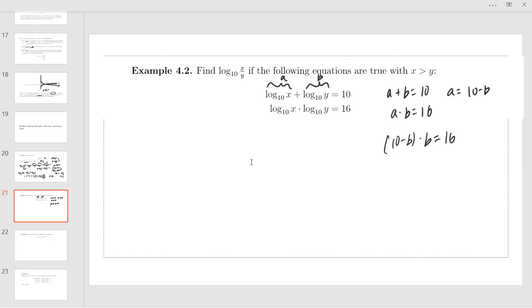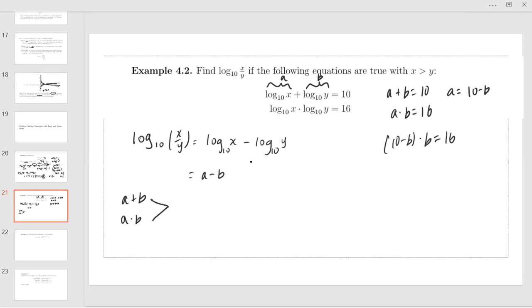We could solve for b and then solve for a, but instead, we're going to look at this expression, which is just the log of x base 10 minus the log of y base 10. So this is equal to a minus b. Given a plus b and a times b, we want to find a minus b.